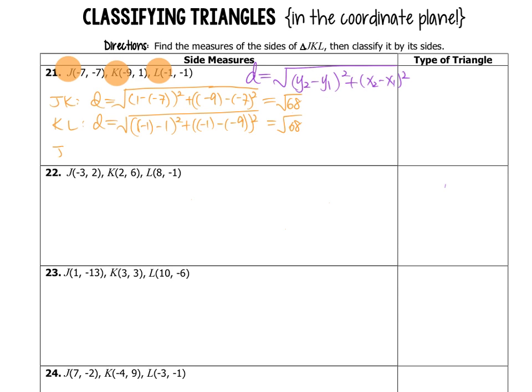Oh, this looks promising. And then not JK anymore, we already did JK. What's the third one? We have JK, we have KL, so the third one should be JL. So if I do negative 7 minus 1, whole thing squared, plus negative 7 minus 1, whole thing squared, this one is not 68, it's 72.